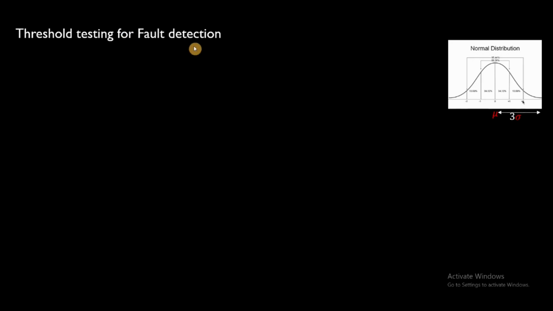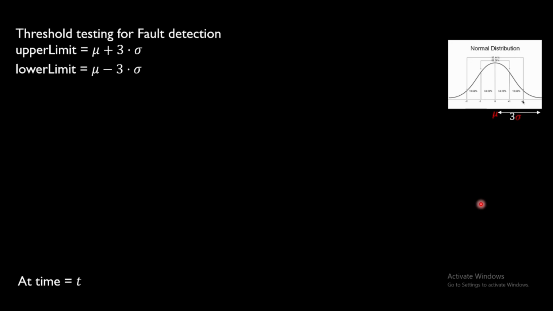Threshold testing for fault detection. This normal distribution curve I put here just for reference, with mu and 3 sigma. What we have right now is the upper limit and lower limit value for all the different sensor variables of the process. Let's say we get new data at time t, and we need to say whether it belongs to a faulty state or healthy state. So at time t, we get, let's say, 52 process variables, x1, x2, up to x52.